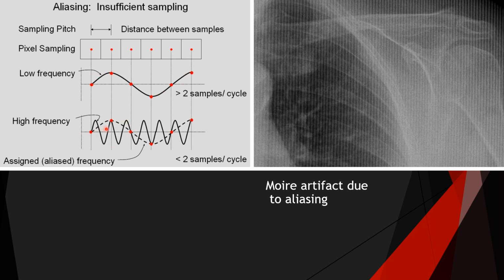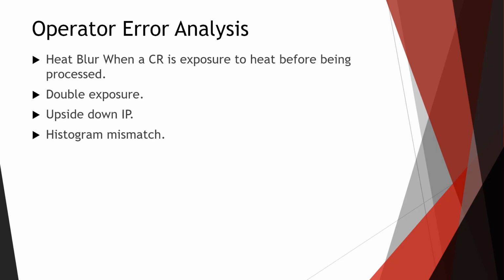So with the spatial resolution, spatial frequency of anatomy and things like that, it will be misrepresented on the film, okay? And I believe this is with CR readers, this moire artifact can occur right here, because it wasn't sampled frequently enough. So that's something to know and to keep in mind.